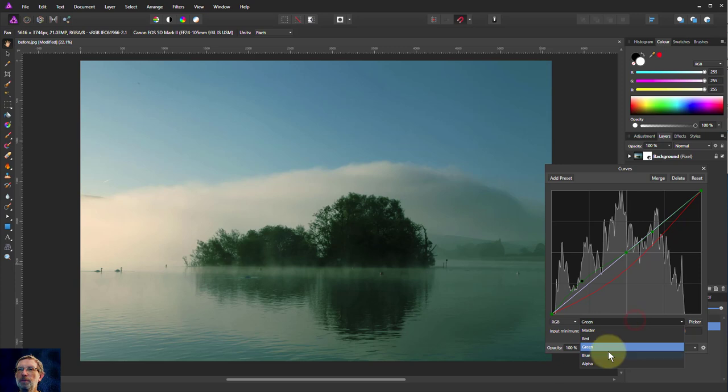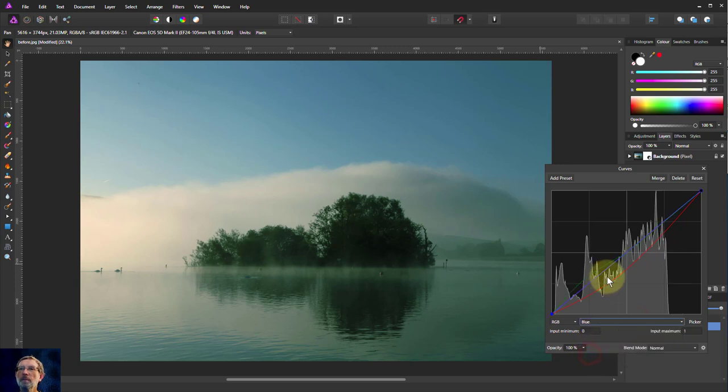And what about blue? The blue line, we can go upwards to make it more blue, and downwards, the opposite of blue is going to make it yellow. So let's add a bit of blue just overall to improve the sky and the water. So there we go. So let's look at the difference then.